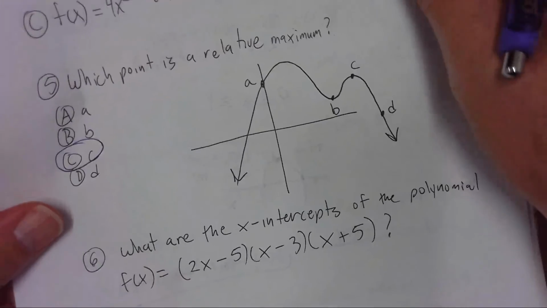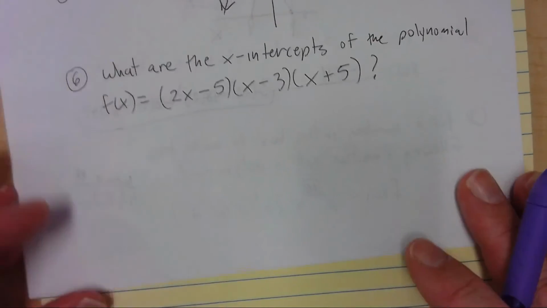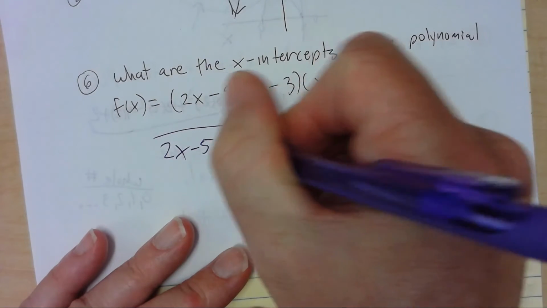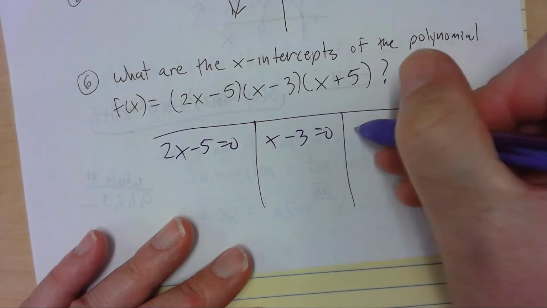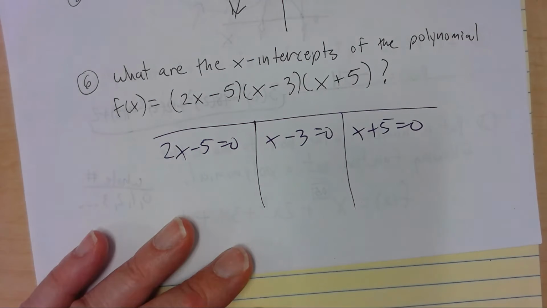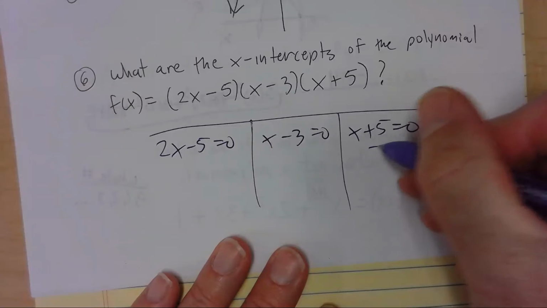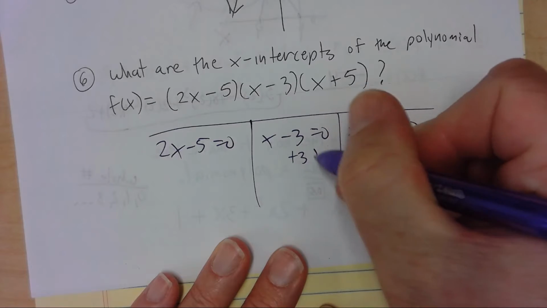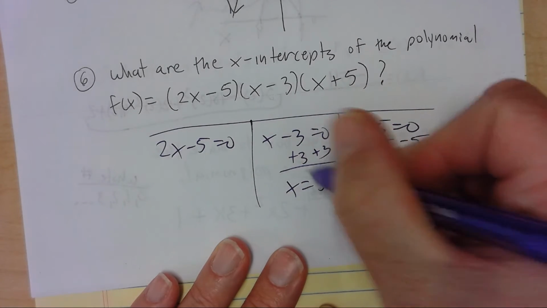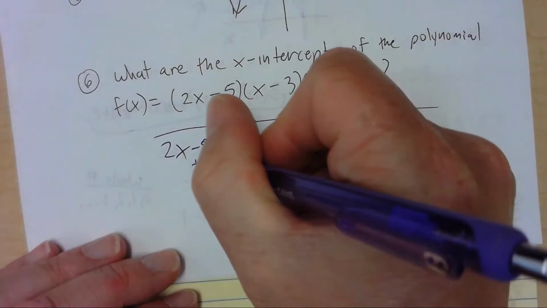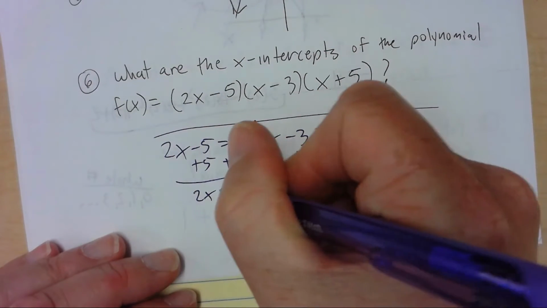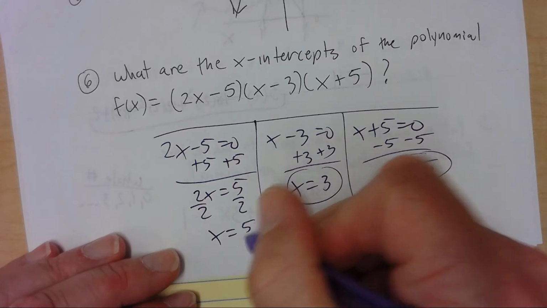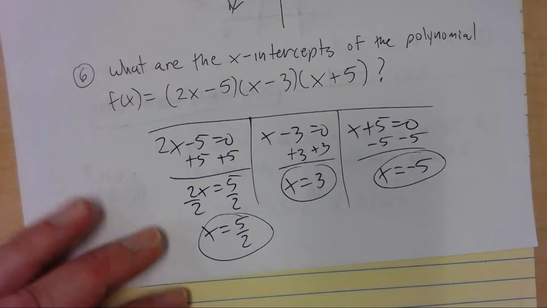In order to find the x-intercepts, you set each factor equal to 0. So I make myself a super T here, and I go 2x minus 5 is equal to 0, x minus 3 is equal to 0, and x plus 5 is equal to 0. So I solve each one of these 3 equations. Subtract 5, and I get x is equal to negative 5. Add 3, and get x is equal to 3. I need to add 5 and divide by 2. I get x is 5/2. So those are the 3 places where it crosses the x-axis.